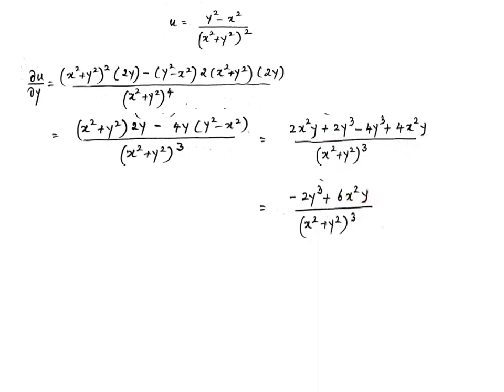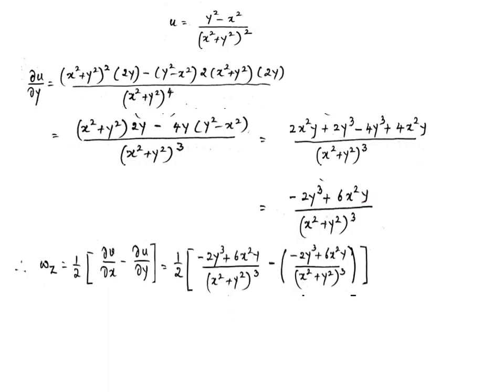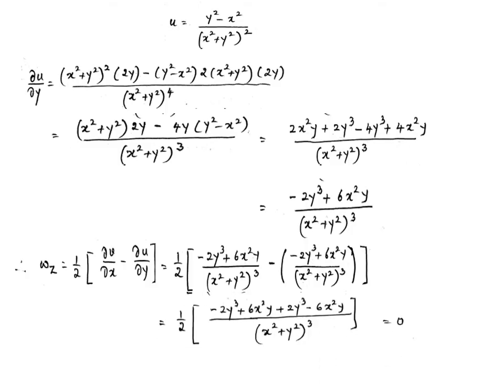Now you can put it in omega z, that is half of dou v by dou x minus dou u by dou y. Now you can find that. Minus 2y cube will cancel with plus 2y cube. 6x square y will cancel with minus 6x square y. Therefore omega z is 0. Since the rotation component is 0, the flow is irrotational. So this is how you solve it.